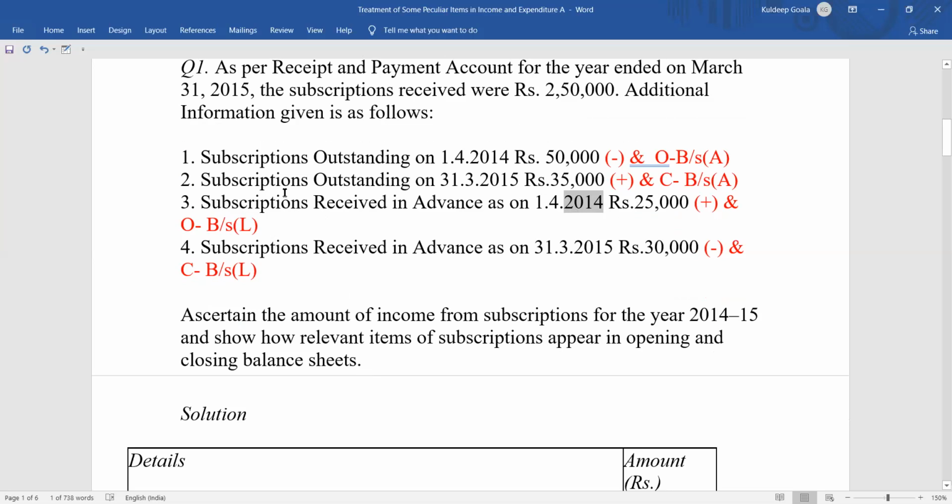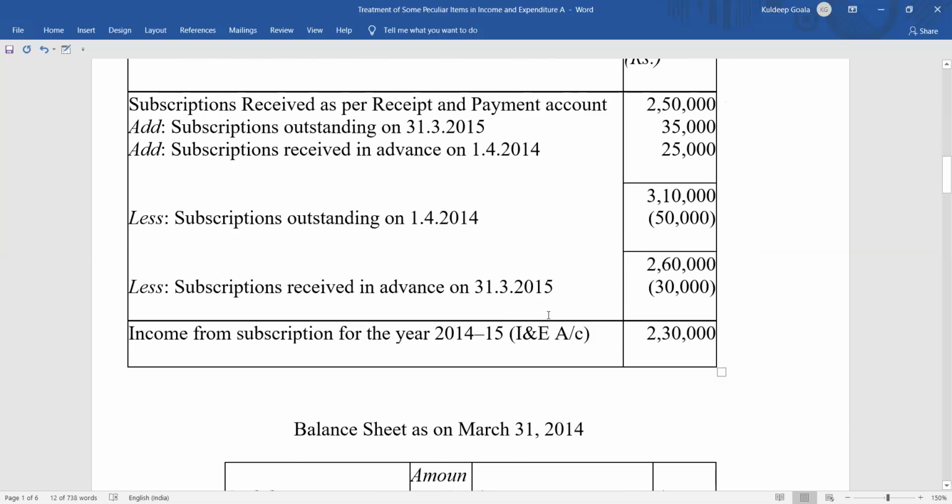So first of all, as we prepare the opening balance sheet, we'll see what is there. What will come in the asset side? Subscription outstanding 50,000. No need to mention the date. And again, what will come in the liability side? Subscription received in advance on 1/4/2014. Two things. So let's see.